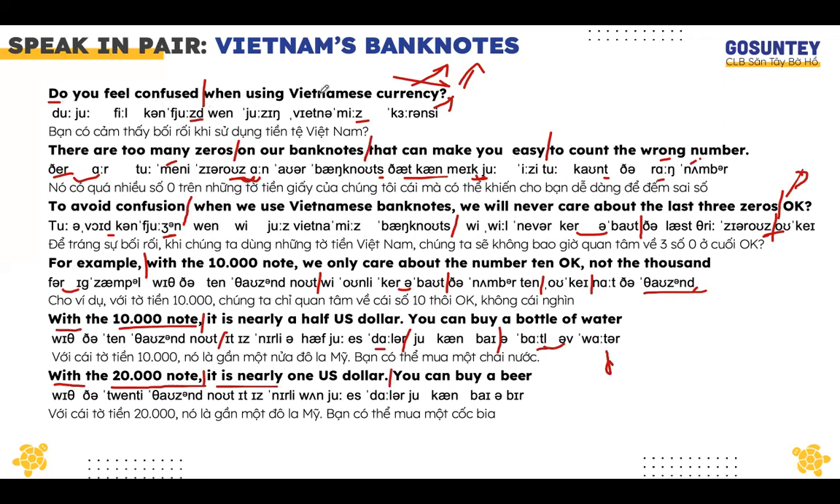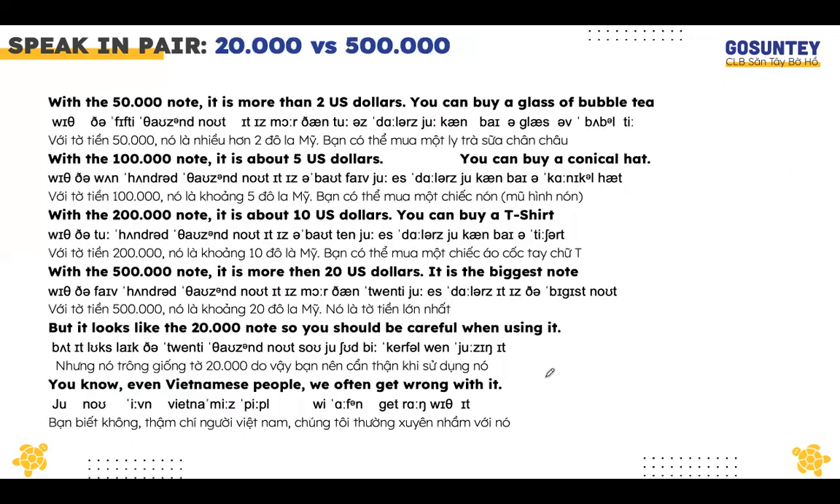Do you feel confused when you use Vietnamese currency? There are too many zeros on our banknote that can make you easy to count the wrong number. To avoid confusion, when we use Vietnamese banknote, we will never care about the last three zeros. For example, with the 10,000 note, we only care about the number 10, not the thousand. With the 10,000 note, it is nearly a half US dollar. You can buy a bottle of water. With the 20,000 note, it is nearly one US dollar. You can buy a beer.